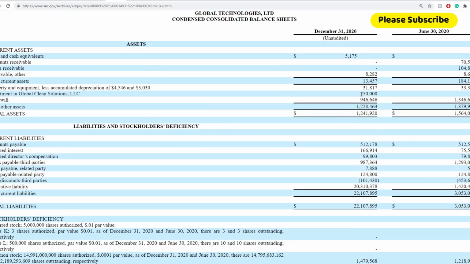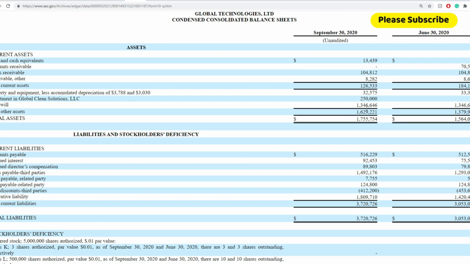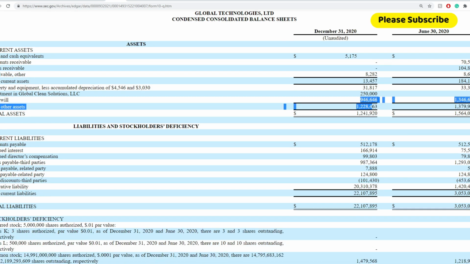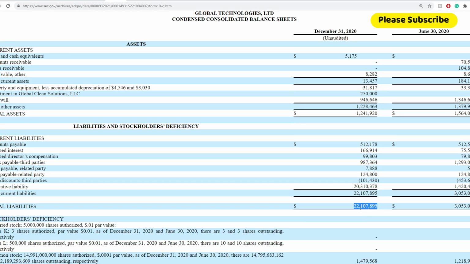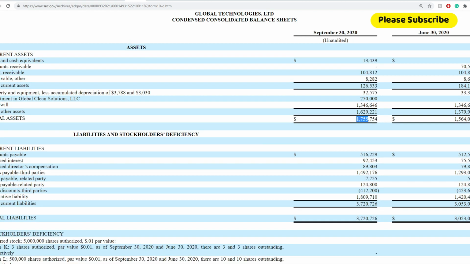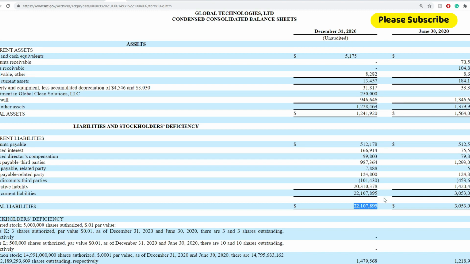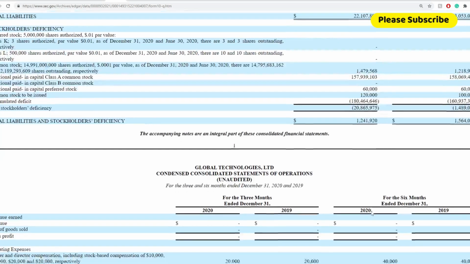So we see that currently total assets are $1.2 million compared to around $1.8 million just 3 months prior. So I guess right now it would probably be lower. Total liabilities, though, has increased significantly. From September 30th, 2020, you're looking at $3.7 million, and you jump towards December at the end of the year to $22 million. So a massive, massive increase in liabilities and decrease in assets.